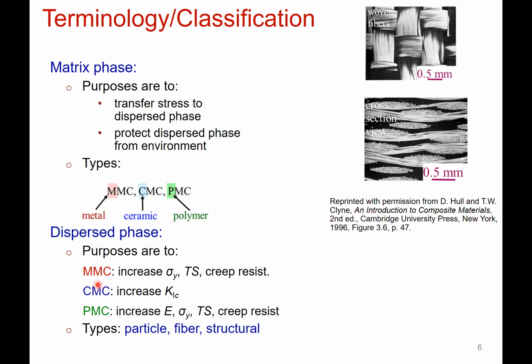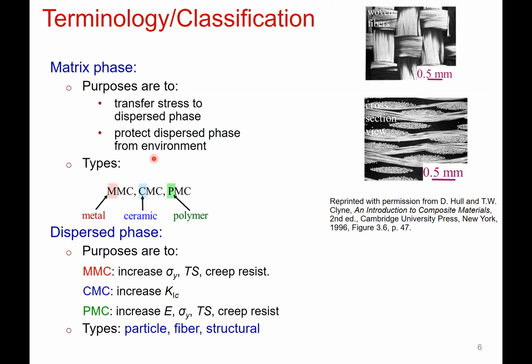All right, so the matrix phase, the purpose of having that is that it can then transfer the stress. So if you're experiencing higher stress than what the matrix can handle, that stress will be transferred to the dispersed phase, the reinforcement that you're adding, right? And it also surrounds your reinforcement, so it protects the dispersed phase material from the environment, right?